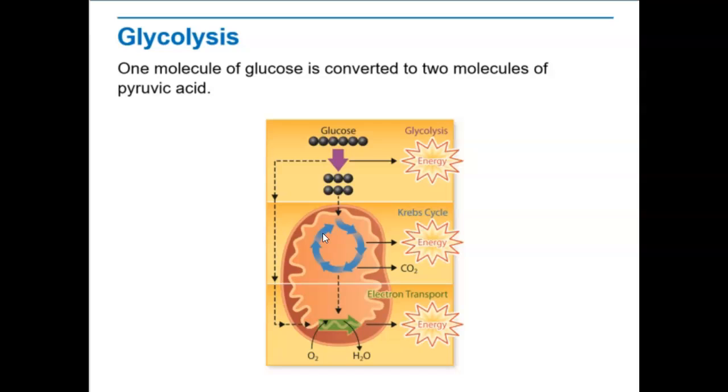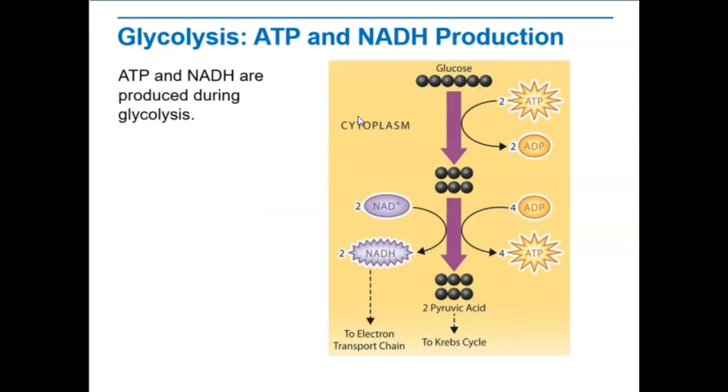So in glycolysis, one molecule of glucose is converted into 2 molecules of pyruvic acid. So glucose is a 6-carbon molecule. You can see that here with these 6 carbons. Pyruvic acid is a 3-carbon molecule. Okay, you can see there are 2 of them. So here's what that looks like.